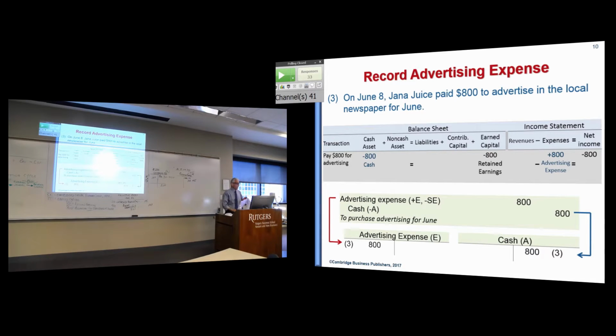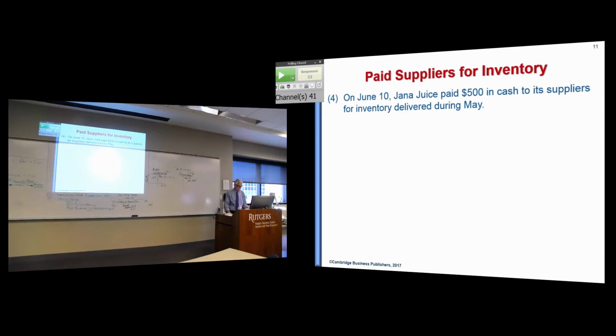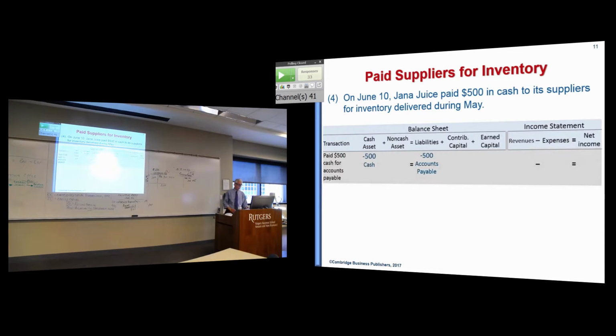And of course, we now post those to the ledger, and we debit the advertising expense, and we credit cash. All right, supplies or suppliers for inventory, we're now going to pay off the liability. So once again, we're going to reduce the asset cash and reduce accounts payable.